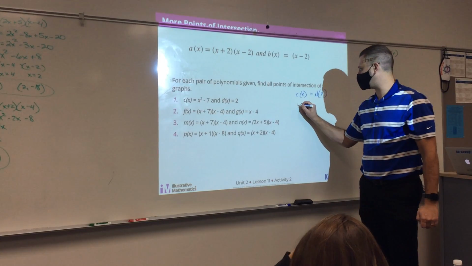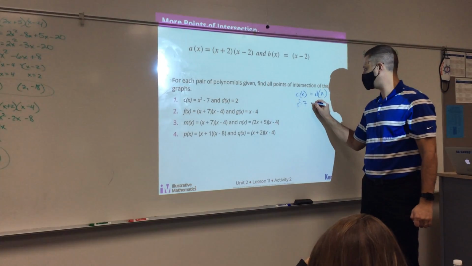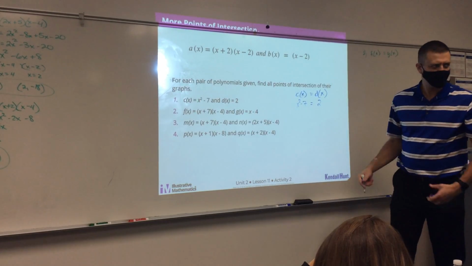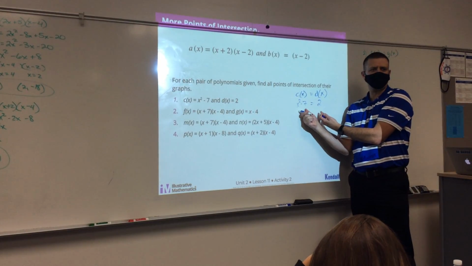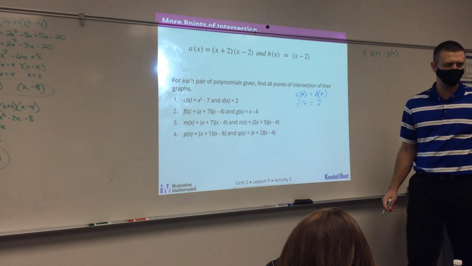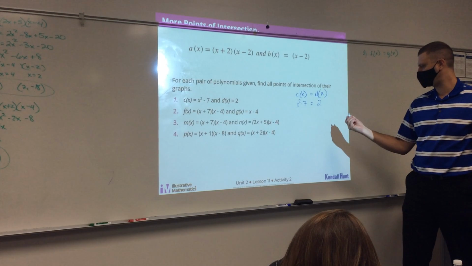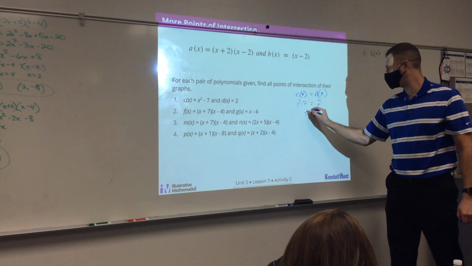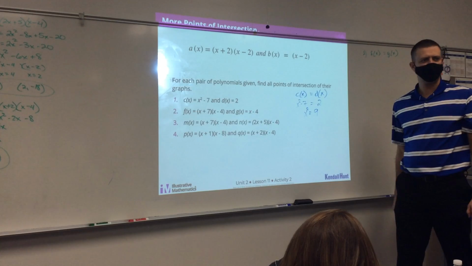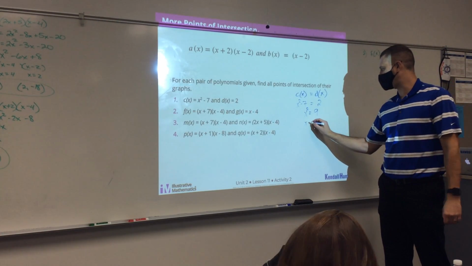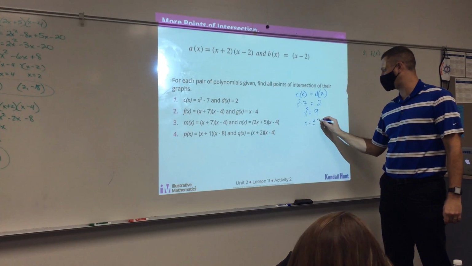Well, C of x is really x squared minus 7, and D of x is really just the number 2. So I really want to know when x squared minus 7 equals 2. Well, solve that equation. How do I solve this equation? Add 7, and then square root both sides, and you get x equals either a positive or a negative 3.